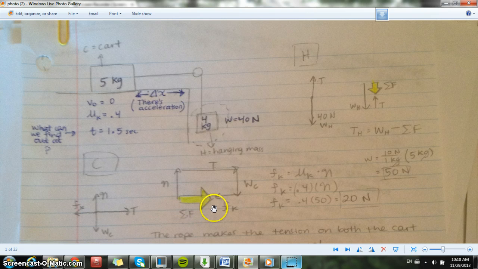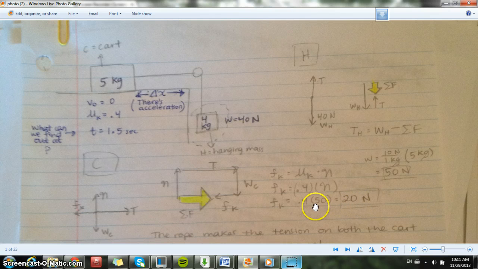Okay, now we can find our friction using this equation: coefficient of friction, which relates to our surface, times our normal force. I forgot to mention that the acceleration of the cart and the hanging mass are going to be equal because the tensions in the rope are going to be equal at both points. And so we calculate the friction. It's going to be 20 newtons.